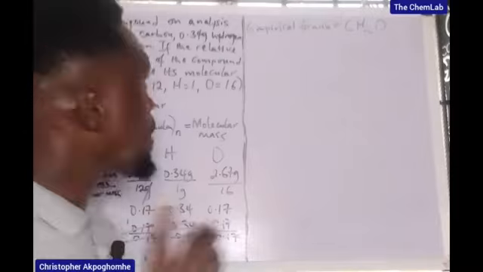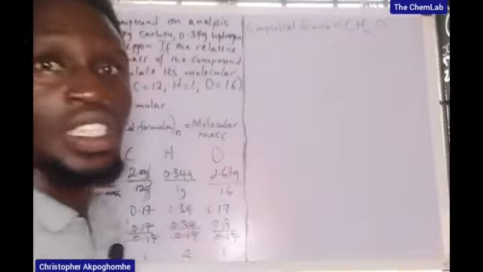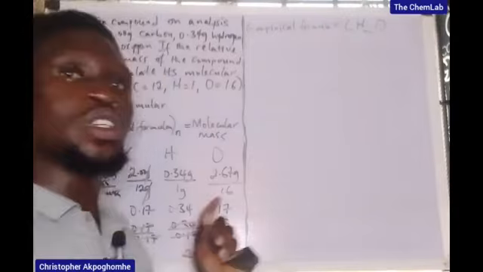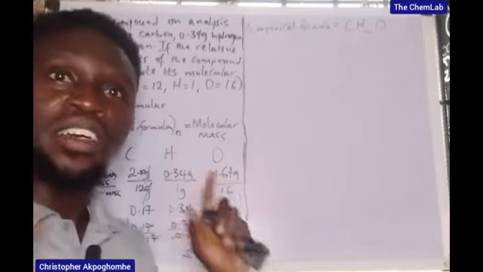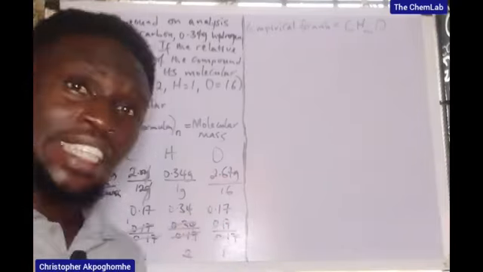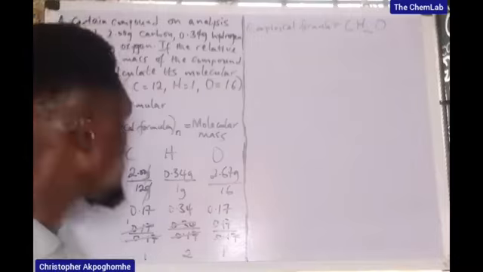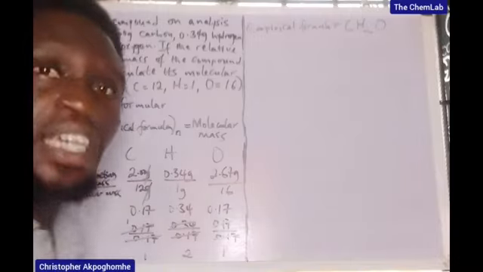Is that clear? So the empirical formula is CH2O. CH2O. That is the empirical formula. I believe that is clear now. Alright. Now, having said that, let's now move over to getting the molecular formula.